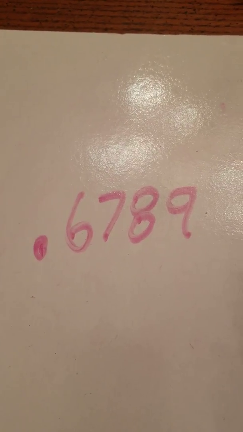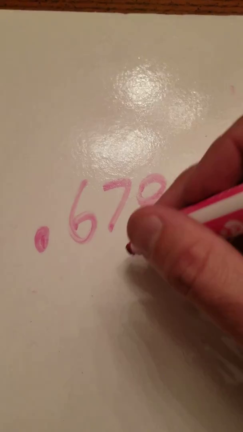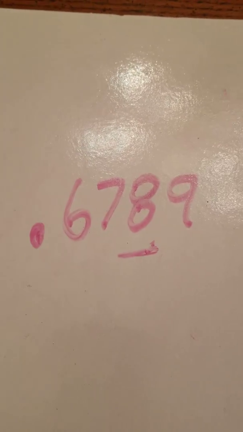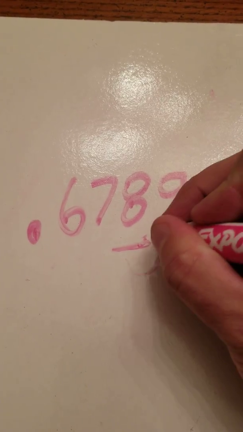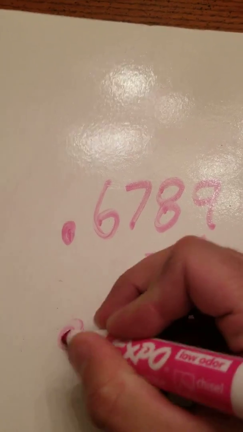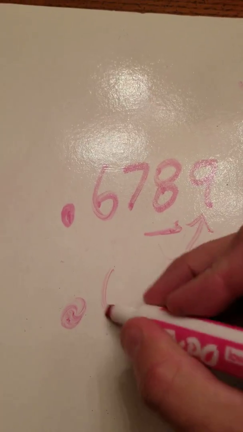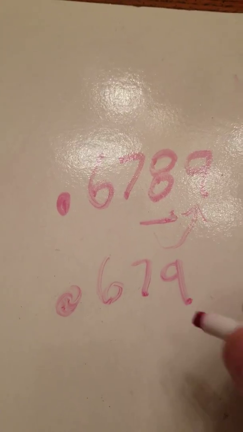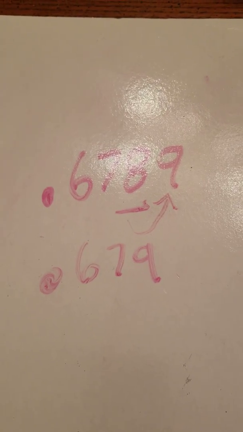Number 6, we're rounding to the nearest thousandth. The first thing we have to do is find the thousandth column, which is the third one after the decimal, to the right of the decimal. We look next door. The 9 tells us to round up. That 8 is going to become a 9. So our answer is going to be 0.679 seconds. Make sure you label.